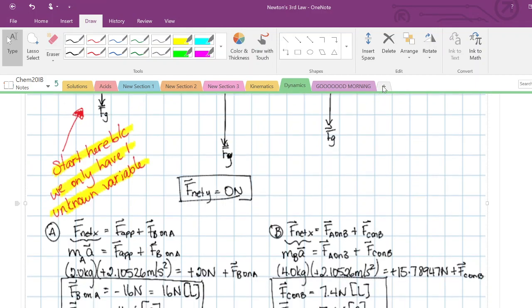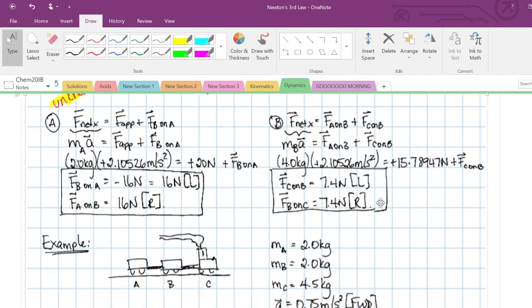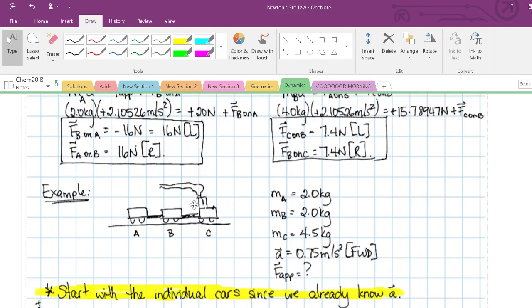Another example, which is a fairly common example, would be something like this, where we have a series of train cars. We know that the mass of car A is 2 kilograms, the mass of car B is 2 kilograms, the mass of the engine, car C, is 4.5 kilograms. And this time we're being told the acceleration. It's 0.75 meters per second squared forward or to the right. And we want to know what is the force applied.